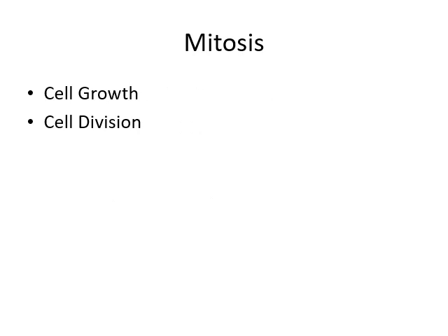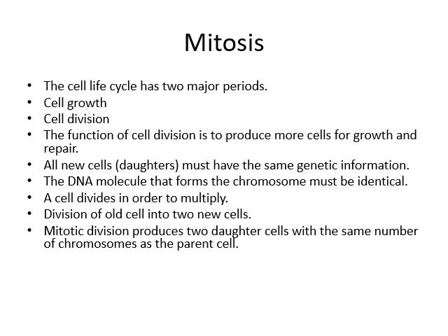The life cycle of a cell, mitosis, is in two sections. There is a time for the cell to grow, and then there's also a time for the cell to divide. The cell life cycle has two major periods of cell growth or cell division. The function of that cell division is to produce more cells for growth and repair. They need to replace the worn out, torn, injured cells.